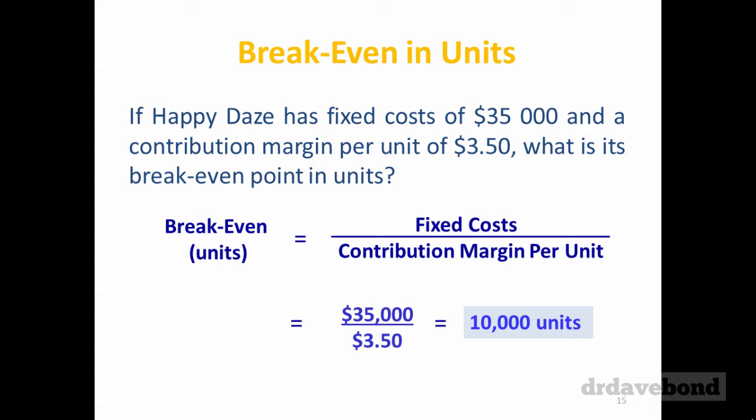We aggregate this, so we get all the quantities together. We end up with $3.50 quantity minus 35,000. We add 35,000 to both sides. We end up with 35,000 equals 3.50 quantity. Swap sides. 3.50 quantity equals 35,000. Divide by 3.50, so we just get quantity on its own.